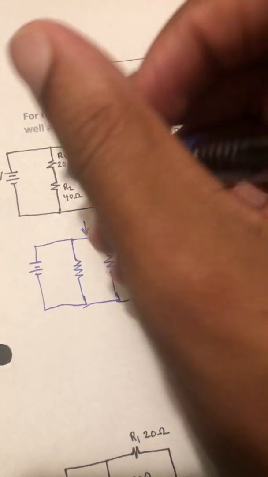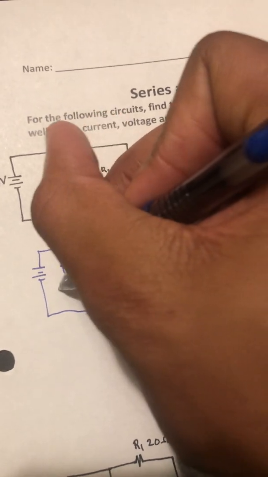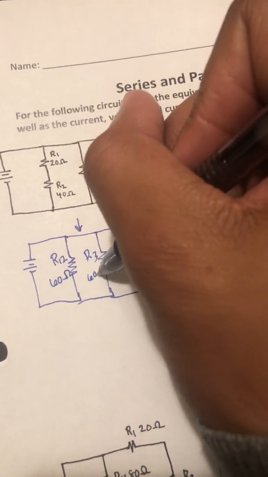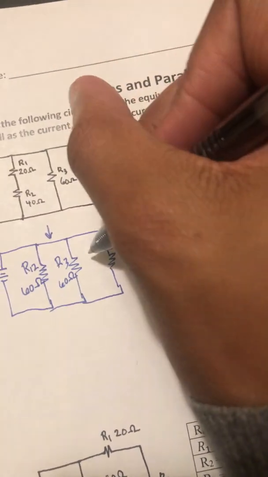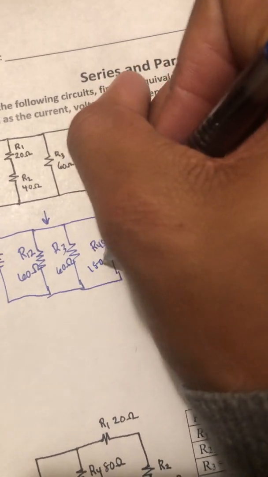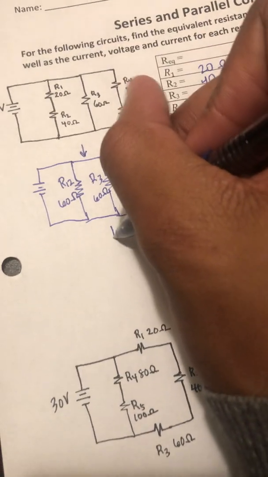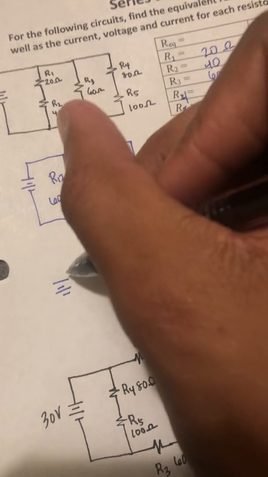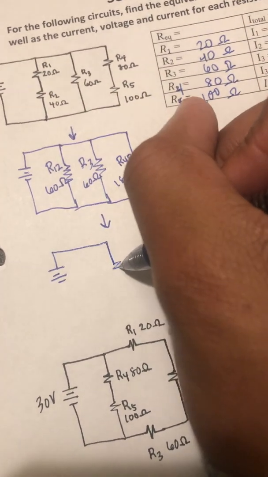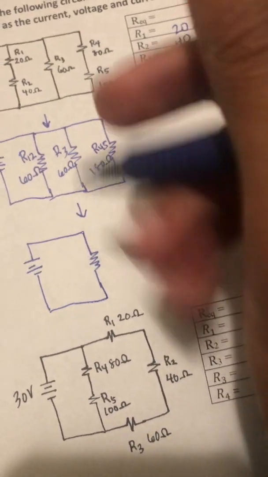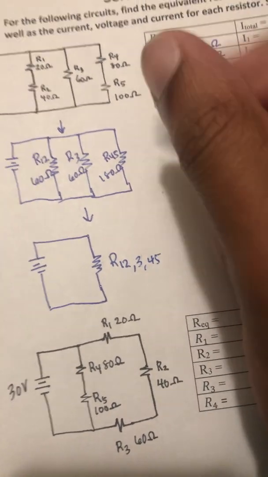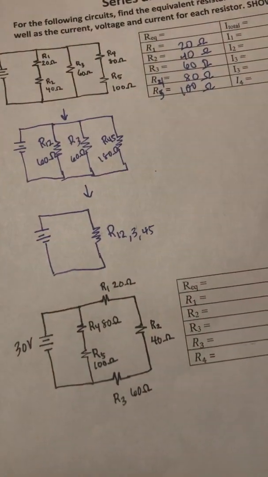So R12 is 40 plus 20, which is 60. R3 is 60. And R4,5 is 180. All right, but I want to simplify this until I have one resistor. So now all those are in parallel. So when I combine those, it's going to be R12, comma 3, comma 4,5, since I added 1,2 with 3 with 4,5.